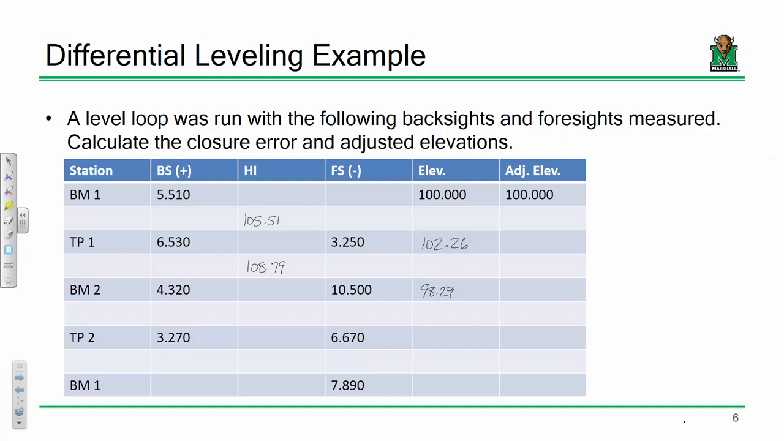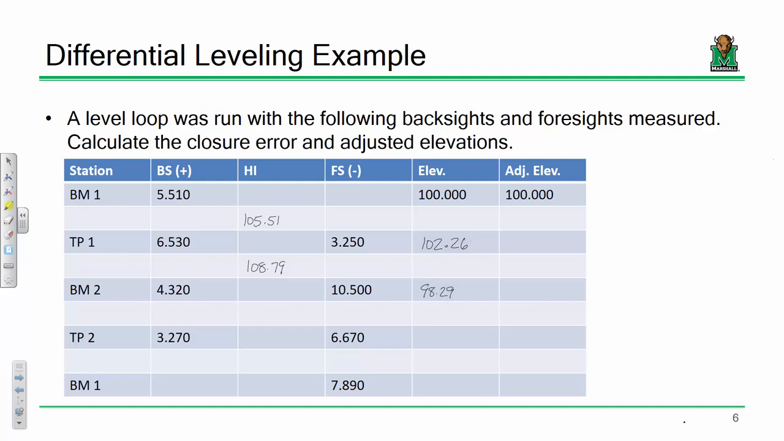Now, theoretically, in an ideal, everything's perfect world, I would be done, okay? But that's not how you perform a differential level. You start at benchmark one, and then you go to the point where you're measuring, but what you then do is you go back to where you started. So we're going to keep going until we circle back to that monument.